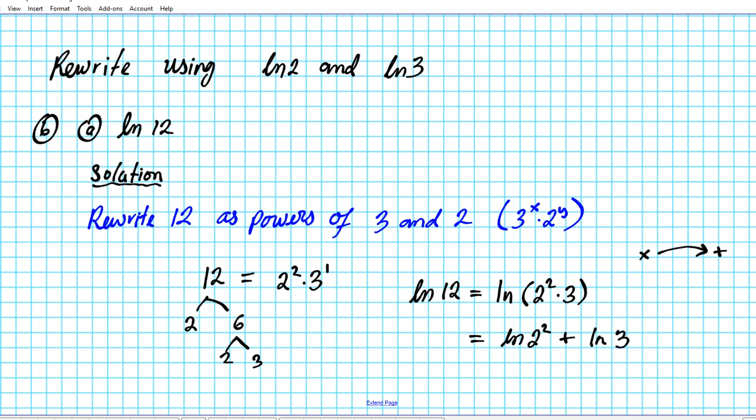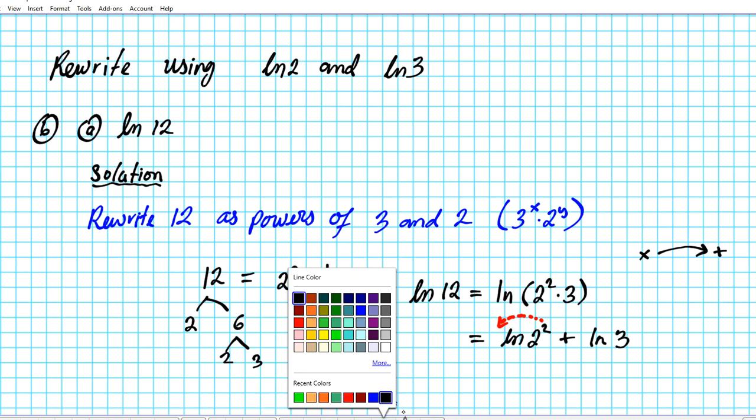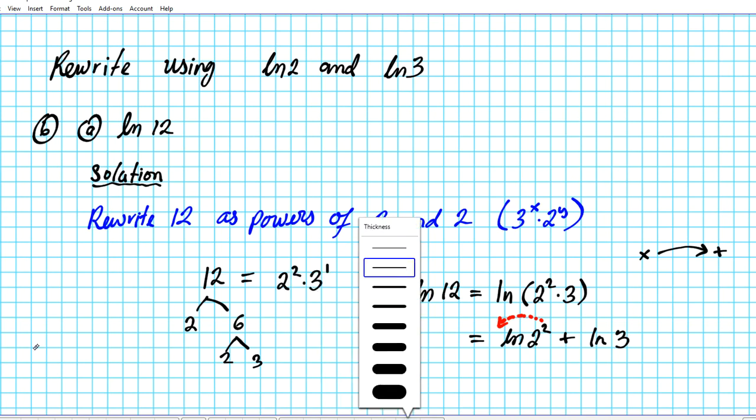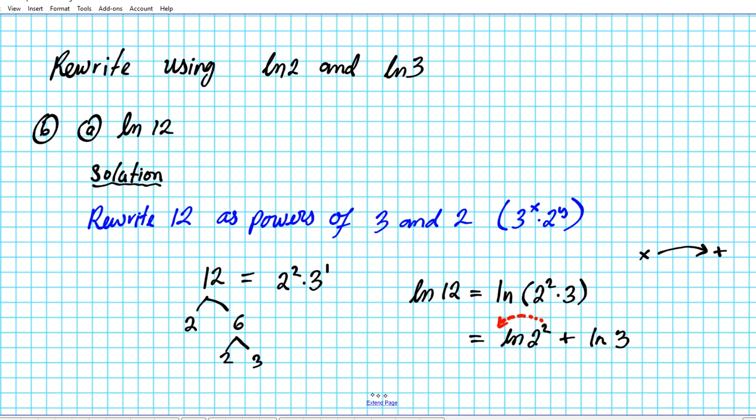And then using the power property of logarithms, we can power down this exponent. Our final answer is going to be 2 times the natural logarithm of 2 plus the natural logarithm of 3. And that's how you can rewrite the natural logarithm of 12 using the natural logarithm of 2 and the natural logarithm of 3.